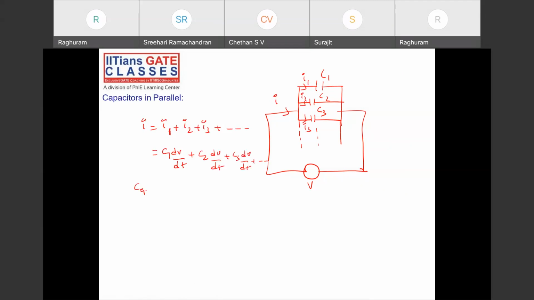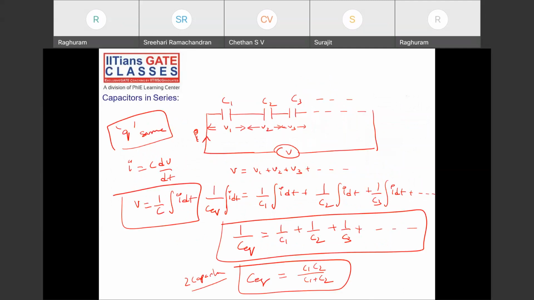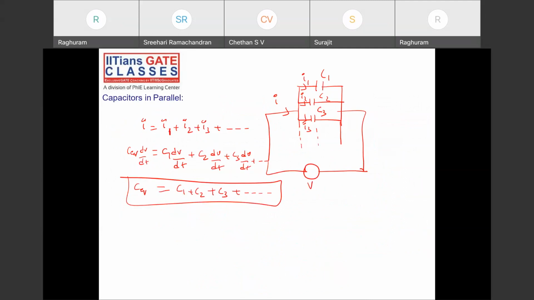This is C equivalent times dV by dt. So C equivalent is C1 plus C2 plus C3 and so on. Capacitors in parallel are like resistors in series. Okay, clear so far? Okay.